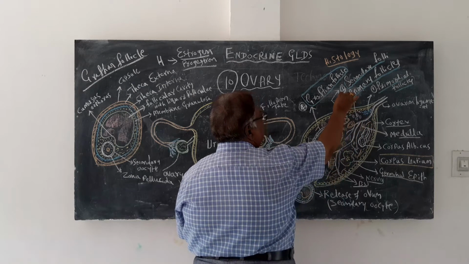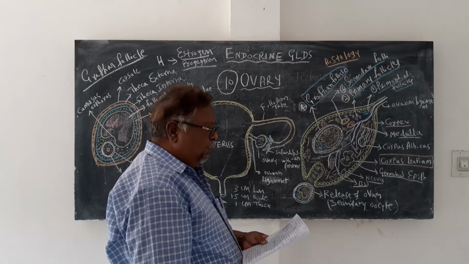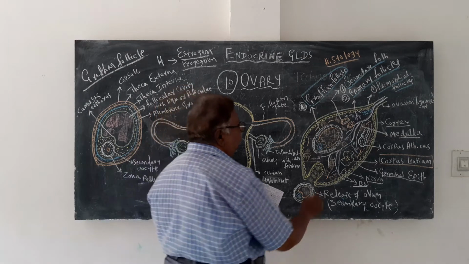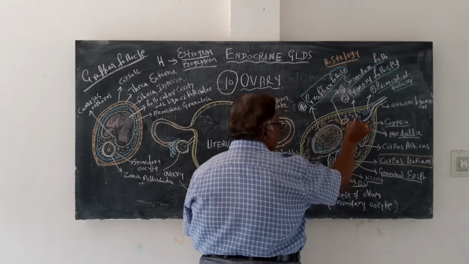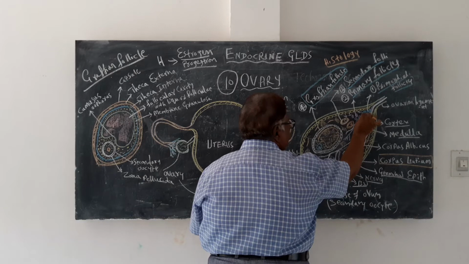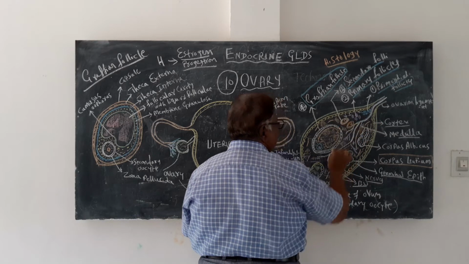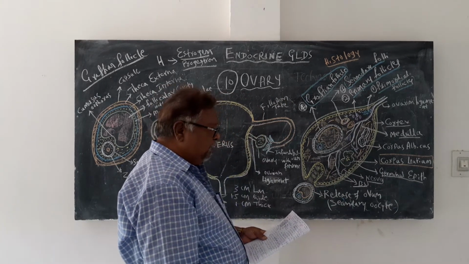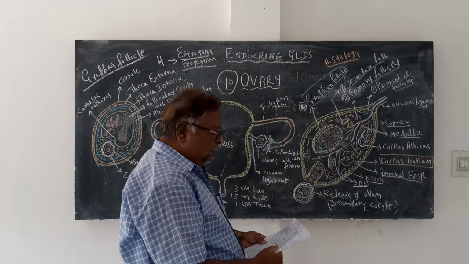So, coming to the secondary follicle, with the central oogonium surrounded by several layers of follicular granulosa cells. Here several layers are present, not only one layer. Here only one layer, and only one oogonium is present. Here multiple layers of follicular cells are present. Granulosa cells, follicular granulosa cells.